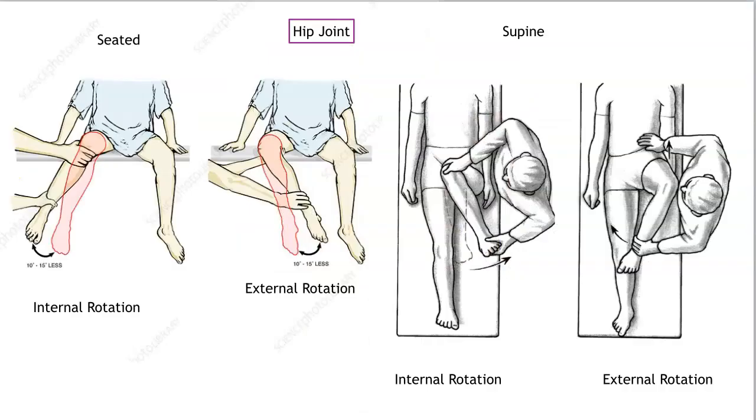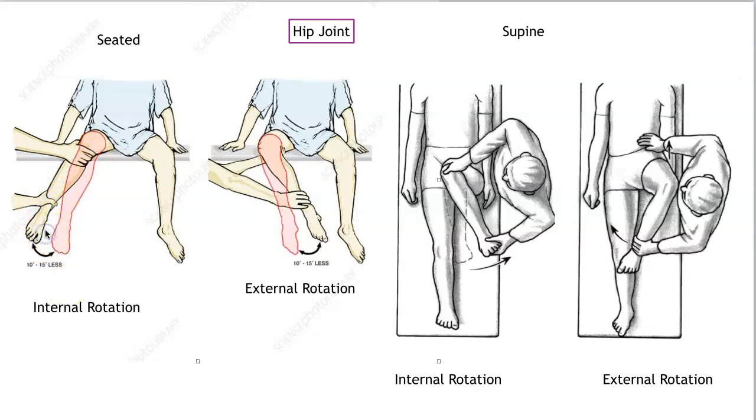A little bit harder on the hip. Now, it even gets more complicated when you're looking at patients, because normally you're going to be checking their internal and external rotation either sitting down or laying down. So if you're checking it while they're sitting down, this is what internal rotation is going to look like.